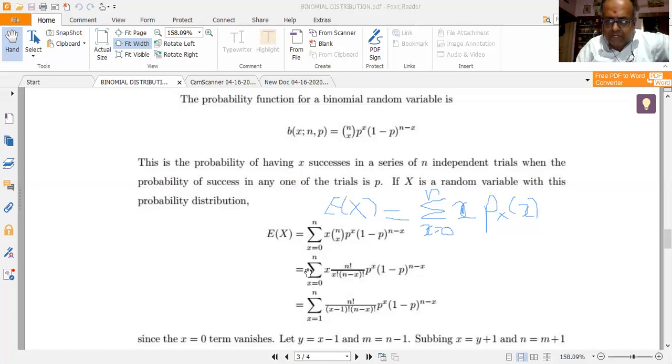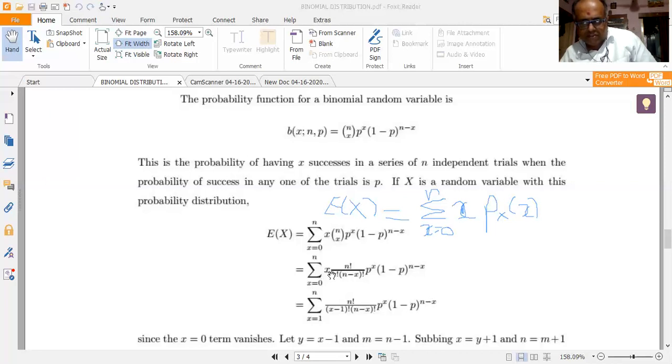Let me repeat, split this summation by substituting x is equal to 0. After x is equal to 0, the next integer should come, right? So the next integer after 0 is 1. So the term for x is equal to 0, plus the summation x is equal to 1 to n of these terms, that is factorial n by factorial x minus 1 into factorial n minus x into p to the power of x into 1 minus p whole to the power of n minus x.